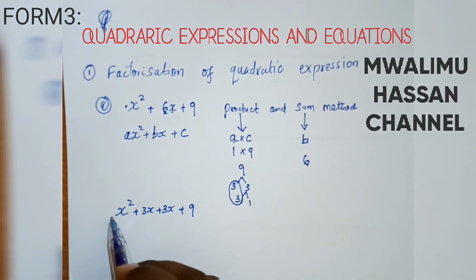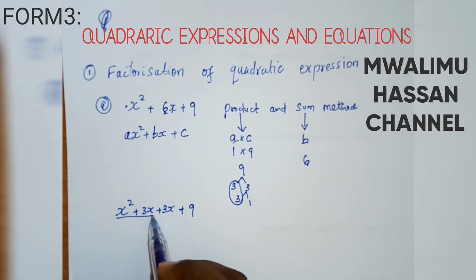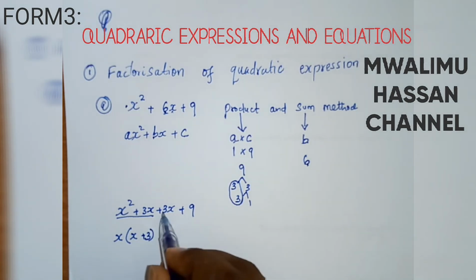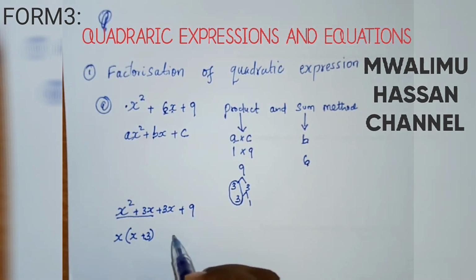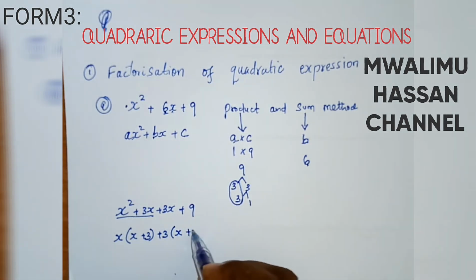Now, what is common in the first two terms? As you can see here, we have x and here we have x. So x is common, we factor out x. X squared divided by x, we have x. 3x divided by x, we have 3. What is common in the second two terms? Then we have 3 here, and then 9 is also divisible by 3. So we factor out 3. 3x divided by 3, we have x. 9 divided by 3, we have 3.